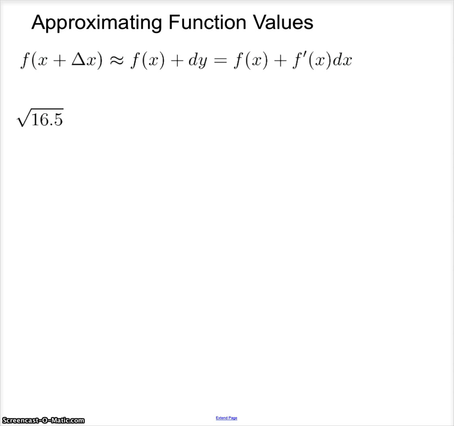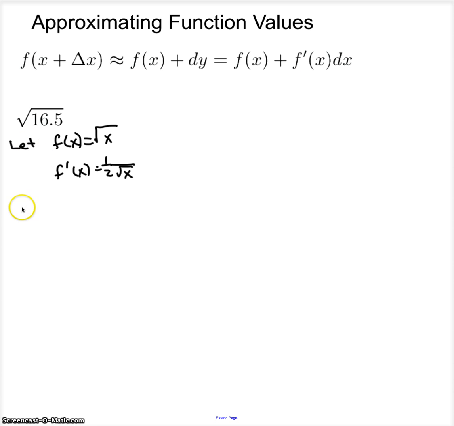Let's see how we could use differentials. Suppose I have f of x plus delta x. We can approximate it with f of x plus dy, which is f of x plus f prime of x dx. Now, how would I do that to approximate, say, the square root of 16? Well, let's let my function, f of x, equal the square root of x. And then f prime of x is 1/2, it's 1 over square root of x.